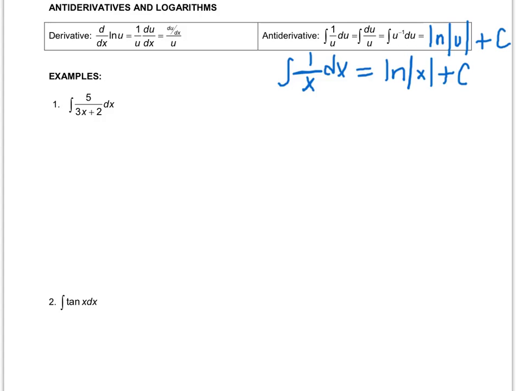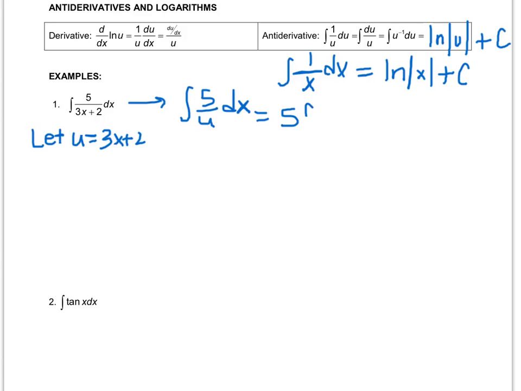The first example is pretty straightforward. We've got an x in the denominator, so I'm going to do a U substitution, and I'm going to choose my u to be 3x plus 2. If you do that, this indefinite integral is going to turn into 5 over u, and then I've got a dx hanging out over here. If you want to simplify this, pull the 5 out to the front, and split it up as 1 over u dx. The 5 came out to the front, that leaves a 1 left over in the numerator.